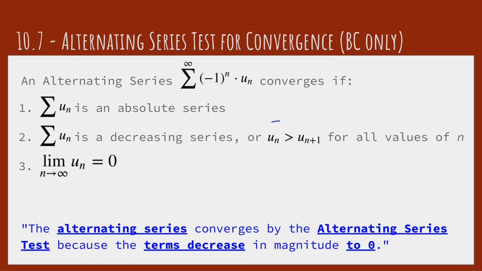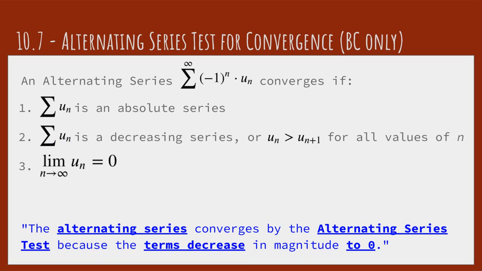Just because the terms are getting smaller doesn't mean that they're approaching zero. We could have a series where the terms are getting smaller, but they're getting closer to like 2 or 1. For a series to converge, we know that the terms have to approach zero. This third condition should be met if we're even considering it to be convergent, because we know that if that limit is not zero, the series is going to diverge by the nth term test for divergence.